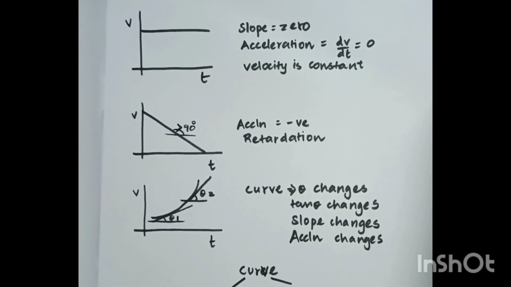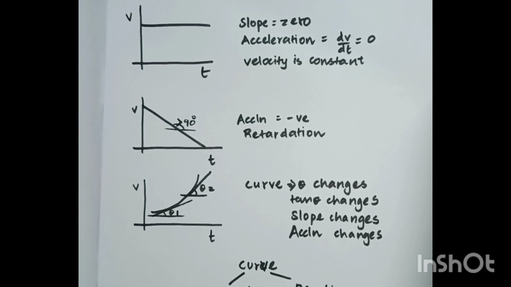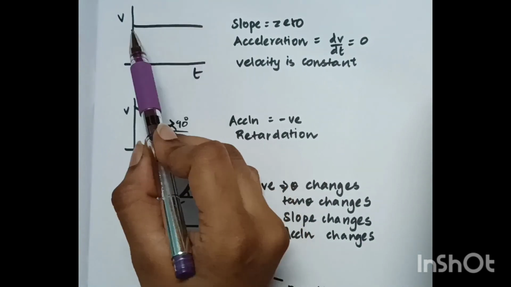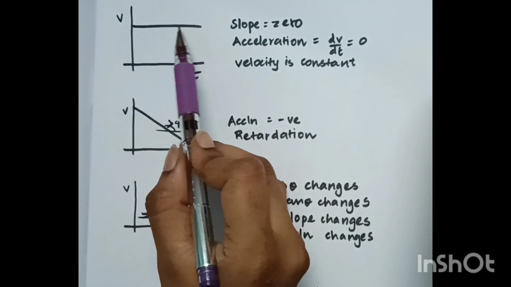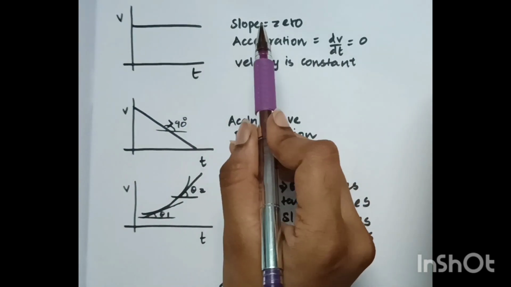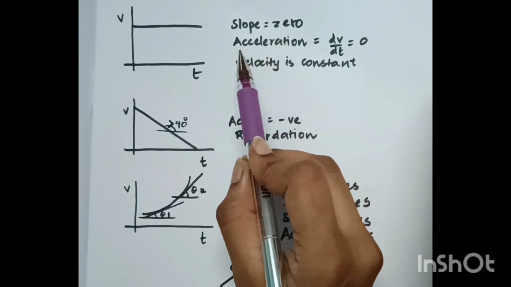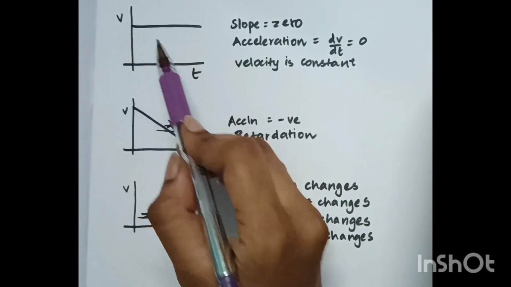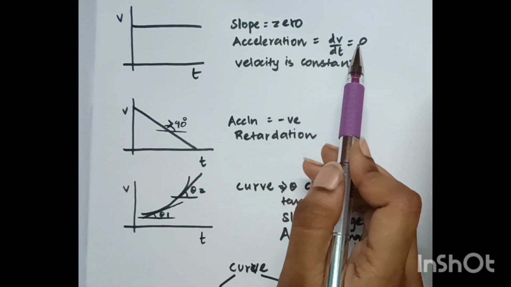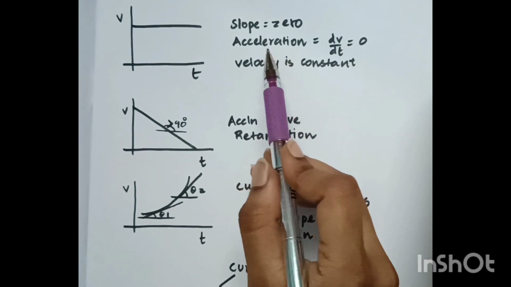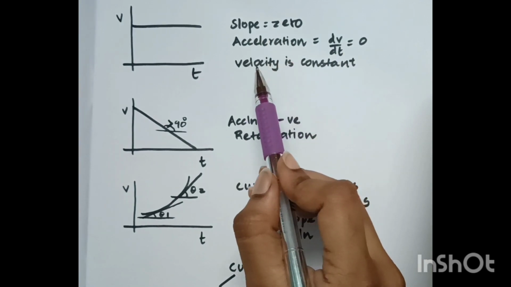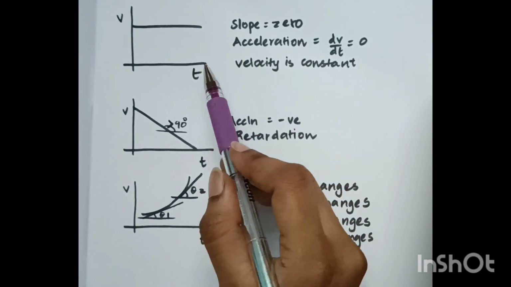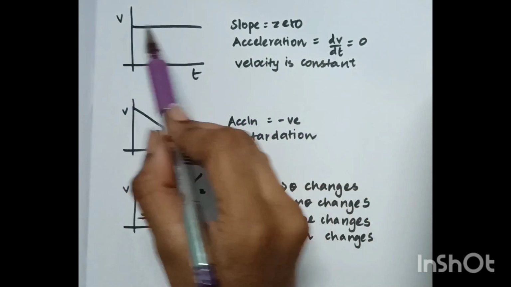Let us see some more graphs of velocity and time. In this graph we have velocity and time, and there is a straight line that is parallel to time axis. So we can say slope is 0 because tan 0 is 0. So acceleration is 0, because slope of velocity time graph is nothing but acceleration. If there is no acceleration, then velocity is constant. It is moving with a constant velocity. If it is 5 meter per second, then it is 5 meter per second everywhere.